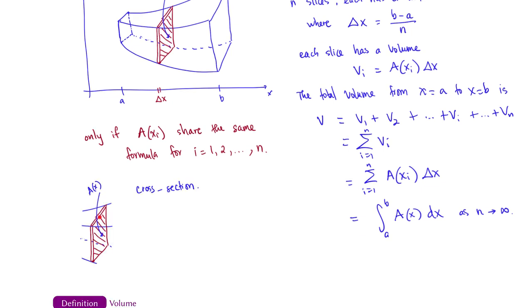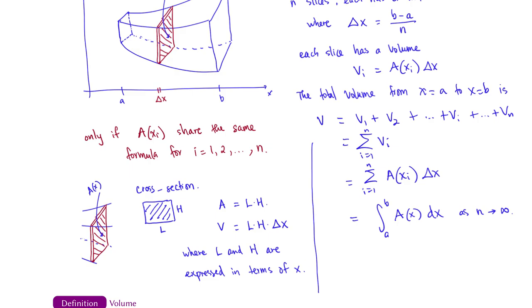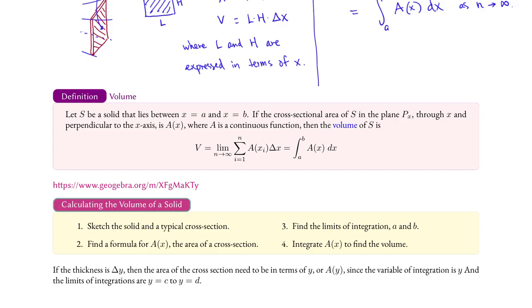Each of the slices in this case is called a cross-section. Now notice that the area of the cross-section in this case is the area of the rectangle, length times height. And so the volume is the length times the height times the thickness. In the integral, the delta x will become dx, so L and h need to be expressed in terms of x. So if S is the solid that lies between x equals a and x equals b, and if the cross-sectional area of S is A of x, and A is a continuous function, then the volume is the integral from a to b of A of x dx.